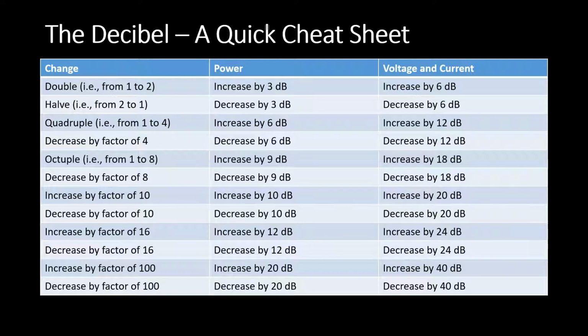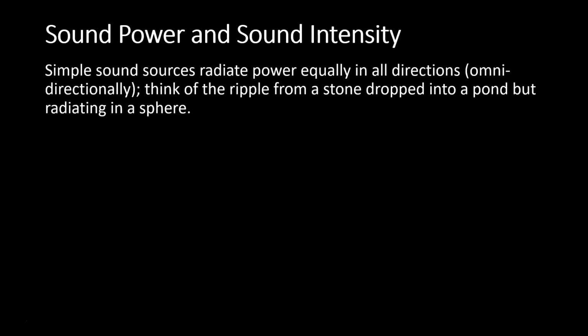The next section we're going to step onto is sound power and sound intensity. Simple sound sources radiate power equally in all directions. They are called omnidirectional. And if you think of a ripple from a stone dropped into a pond, it's very similar to that. And this was the very first slide we looked at in week 1, except it radiates in a sphere, not just two-dimensional like the ripple on the pond.